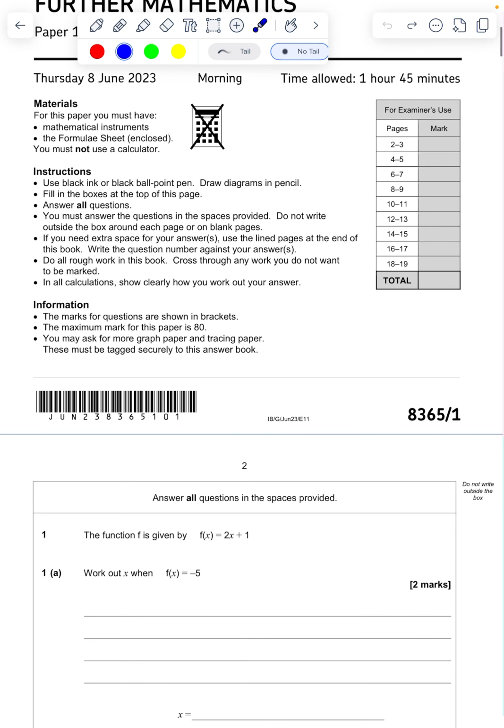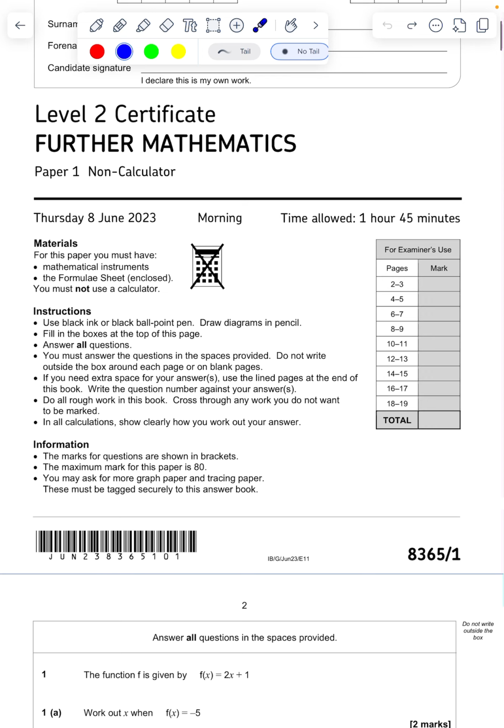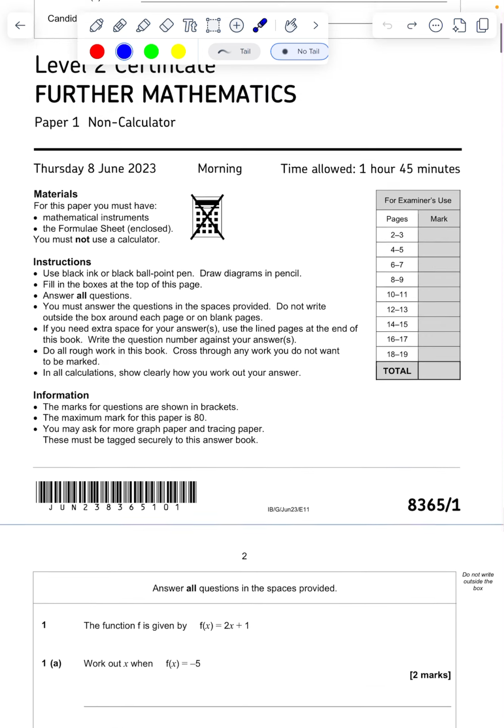Now, this is a non-calculator paper, and what I'll do is go through it and look at the mark scheme as I go, so we can check we're getting it correct. Okay, but let's just begin.